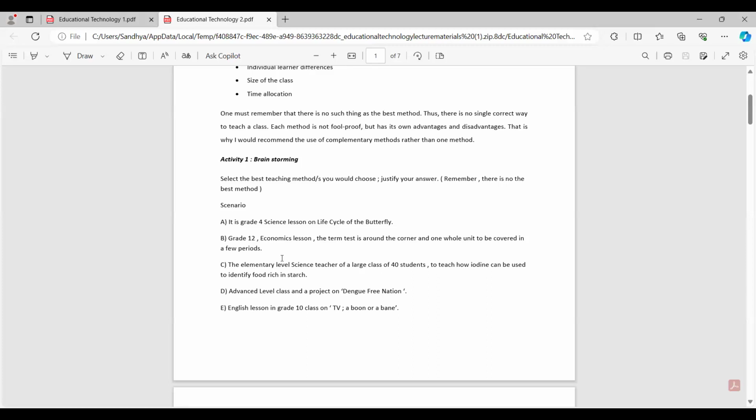The elementary level science teacher of a large class of 40 students is to teach how iodine can be used to identify food rich in starch. What's the suitable method here? Depending on the size of the class, ma'am, lecture method is preferable. Yeah. Depending on the size of the class, you can decide on the lecture demonstration method, a teacher-centered approach, demonstration method. Am I right? Because it is to teach how iodine can be used to identify food rich in starch. So the teacher can demonstrate it in front of the class. Am I right? Yeah, definitely.